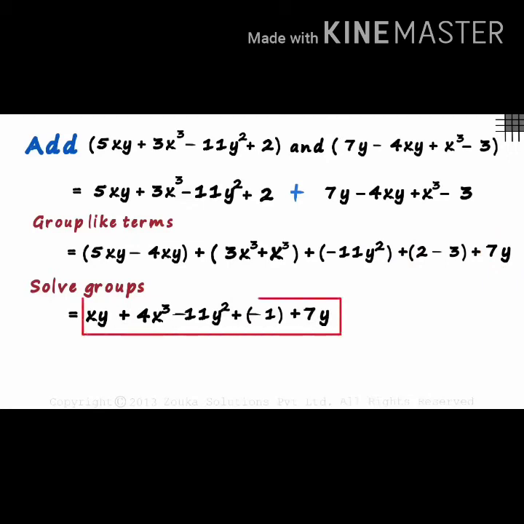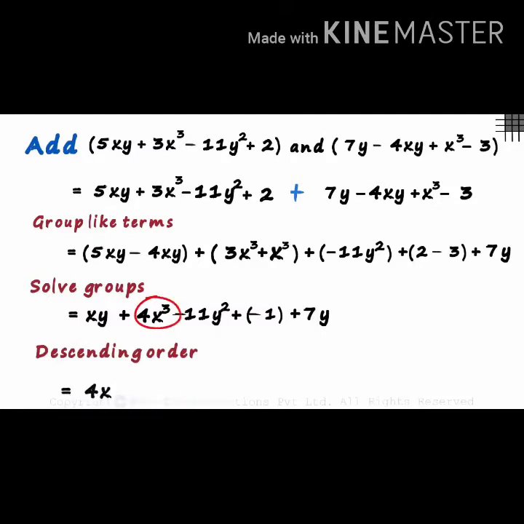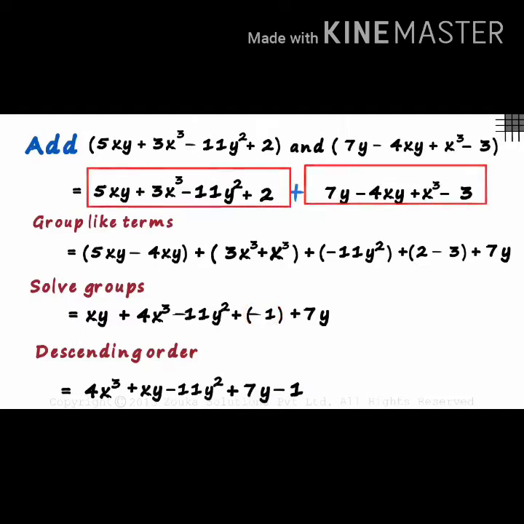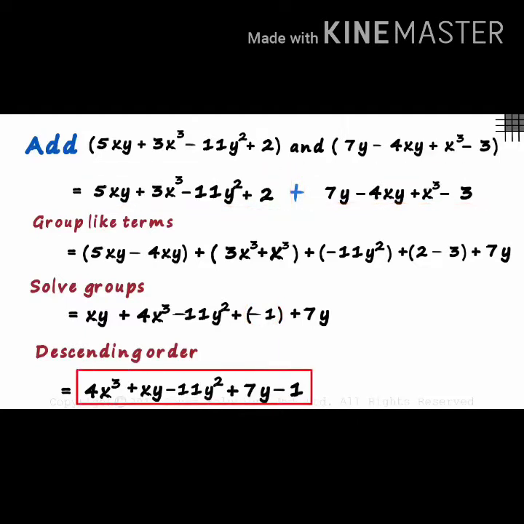Can we leave it at this point? Yes, we can, but remember, it's always a good idea to arrange the terms in the descending order of their exponents. 4x cubed will come first as the exponent is 3. These two terms have the same exponent value, so we write xy minus 11y squared next, then 7y, and last would be minus 1. These two big expressions add up to this expression with just 5 terms.